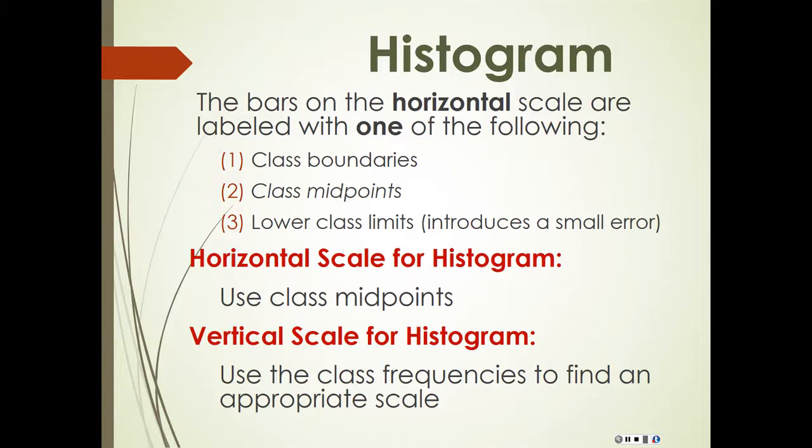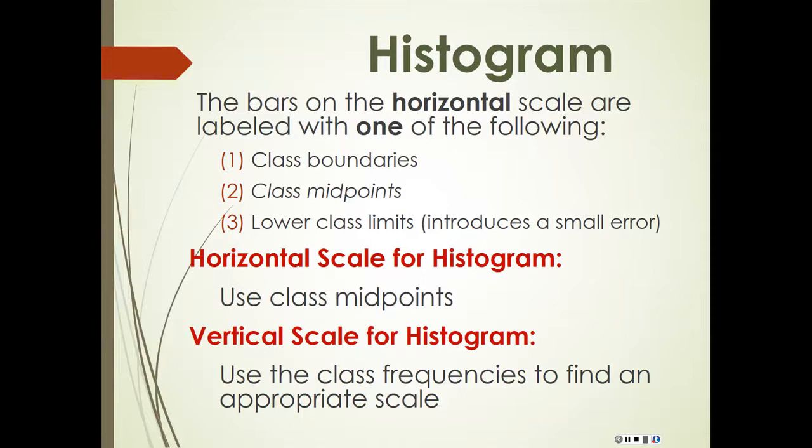You can label the histogram's horizontal scale with class boundaries, class midpoints, or lower class limits. That actually introduces a little bit of error. It's not a big deal, but it does. The horizontal scale for most of the histograms I'm going to want you to use is going to be the class midpoints, just because one little number is easier to fit on an Excel spreadsheet than a whole bunch of numbers with a hyphen between them. So just for the ability to look at it. It isn't that it's wrong to label by class intervals or class boundaries, but it's probably easier to label your classes simply by their midpoints.